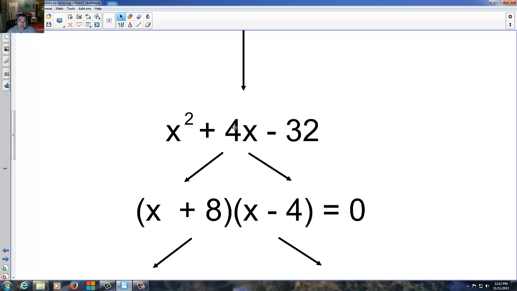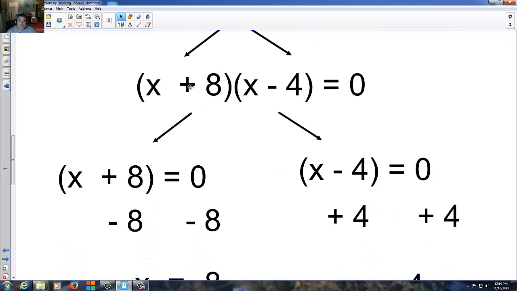What two numbers could I add to make positive 4 but times to make negative 32? You get positive 8 and negative 4. Why? Because 8 plus negative 4 makes positive 4, and 8 times negative 4 is negative 32. Go ahead and split them apart. X plus 8 equals 0. X minus 4 equals 0.